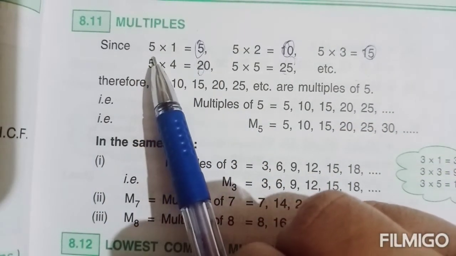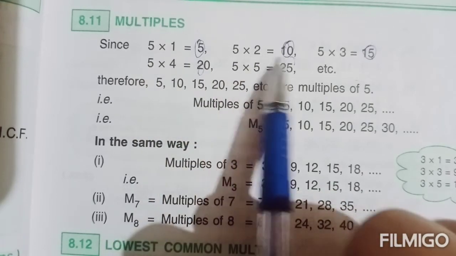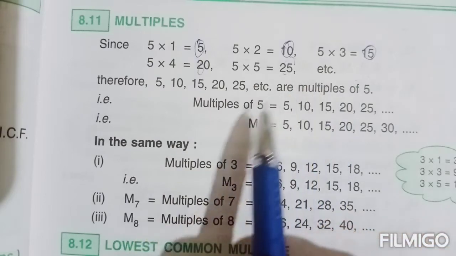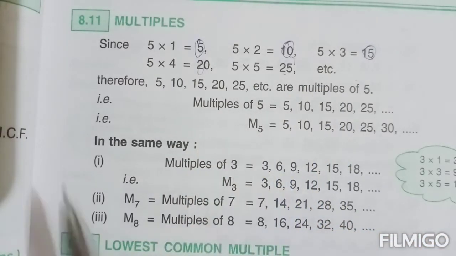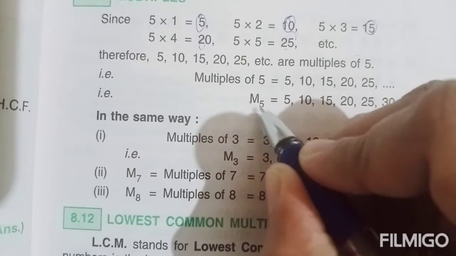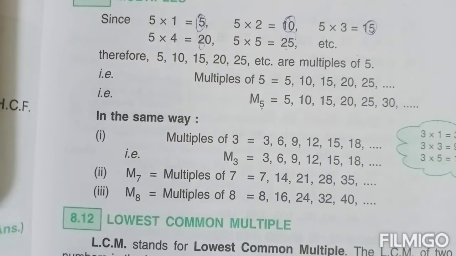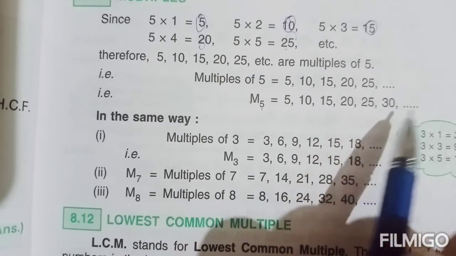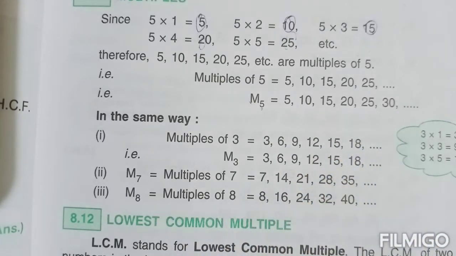First you multiply 5 with 1, then 5 with 2, then 5 with 3, 5 with 4, 5 with 5, etc. Okay, so multiples of 5, we can denote it as M5. M5 means multiples of 5. Multiples of 5 are 5, 10, 15, 20, 25, 30, 35, 40, etc.